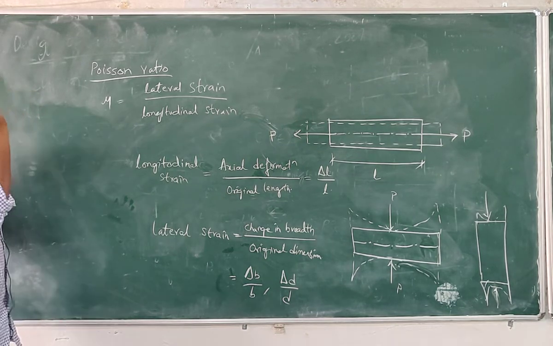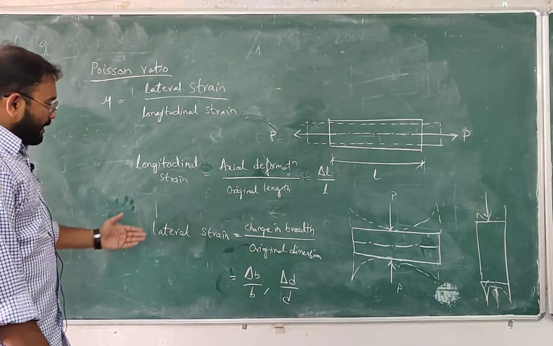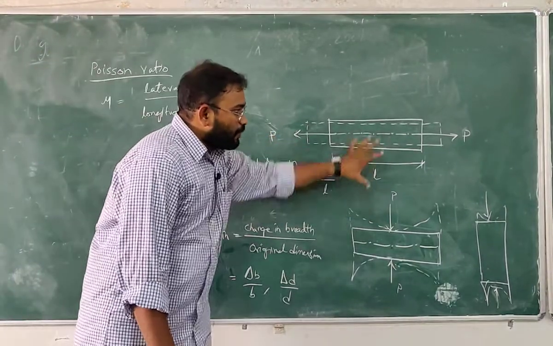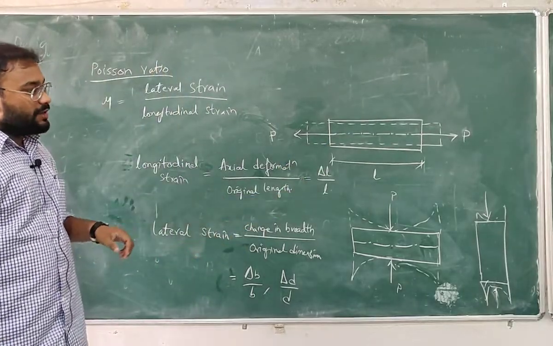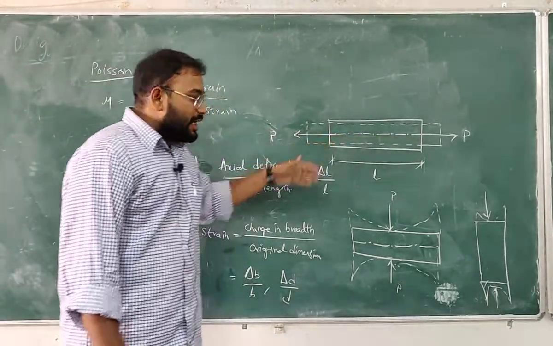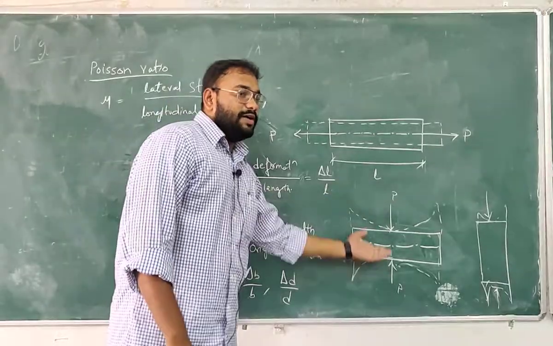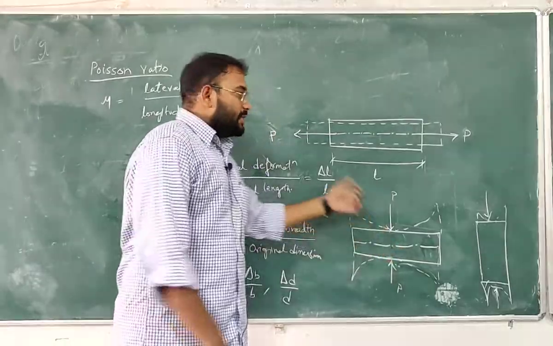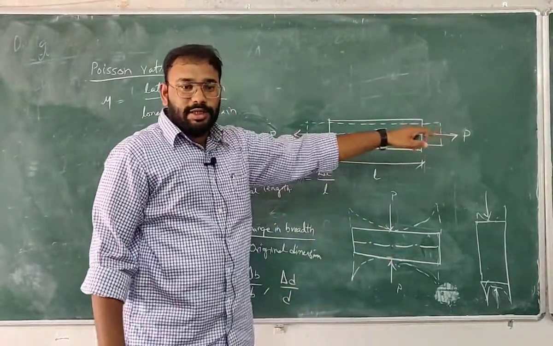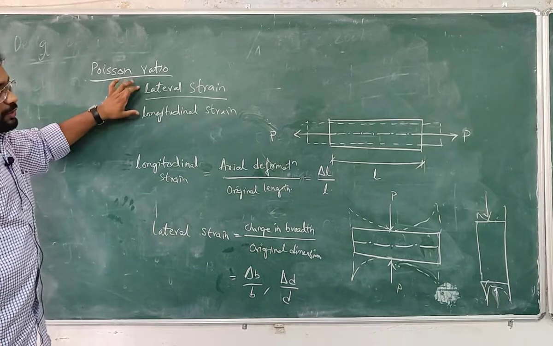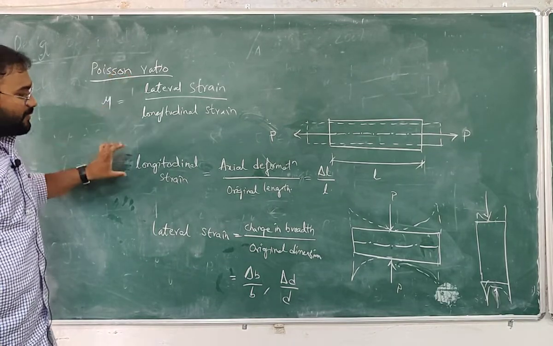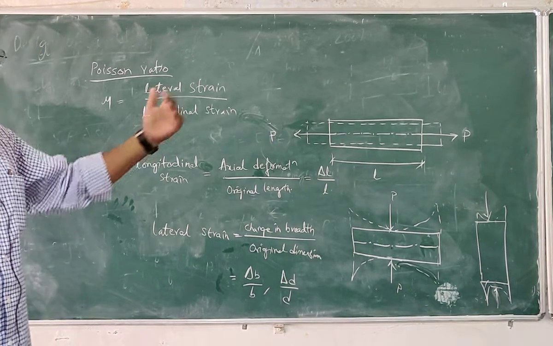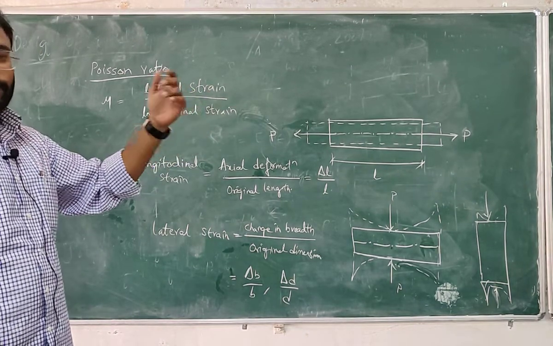So Poisson's ratio gives you the ratio between lateral strain to longitudinal strain. When you apply these two types of loading simultaneously, the body will deform horizontally as well as vertically. Okay, it will deform about both the axes. Because of the transverse load, this will be the deformation. Because of the axial load, this will be the deformation. So when this is happening, this ratio will give you the relation between longitudinal and lateral strain. Okay, when a body is subjected to transverse as well as axial loading.